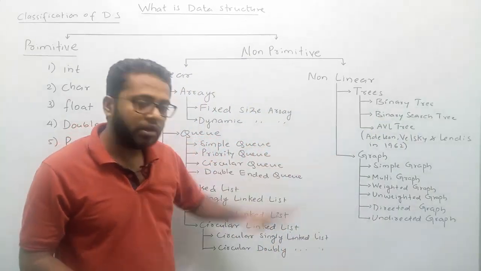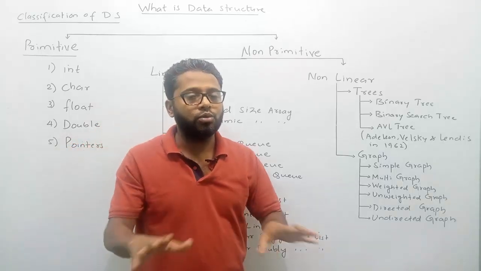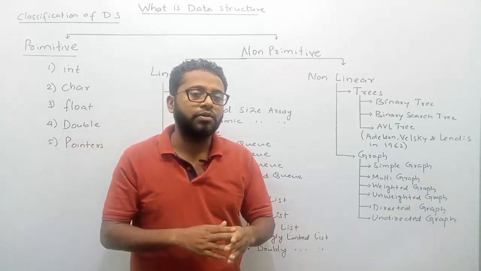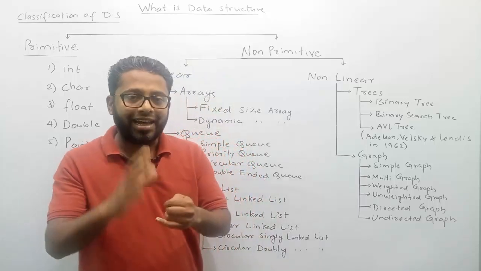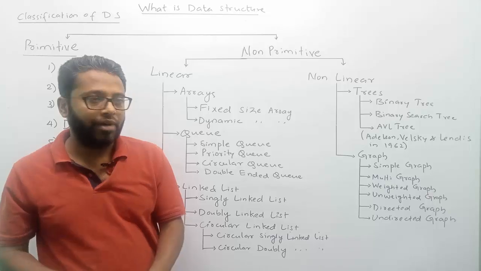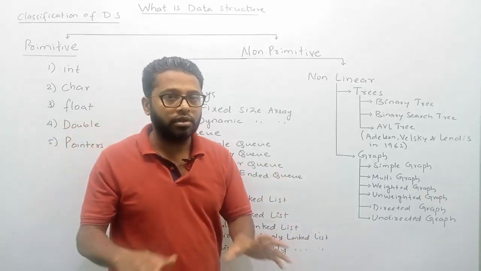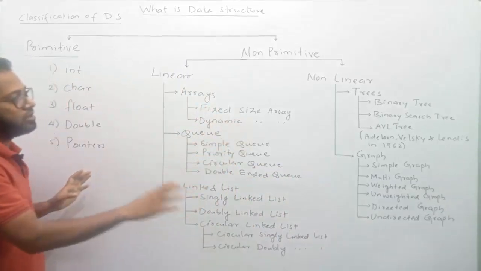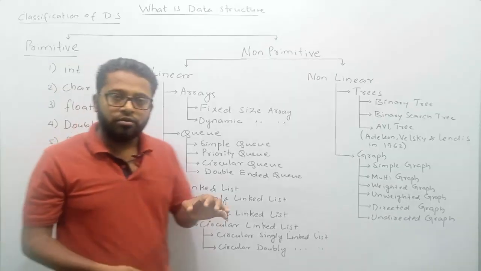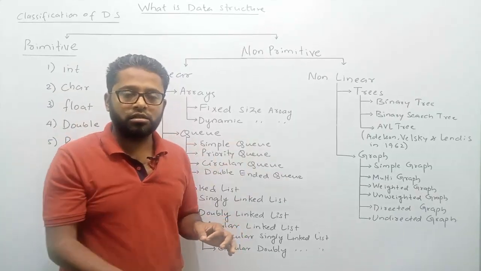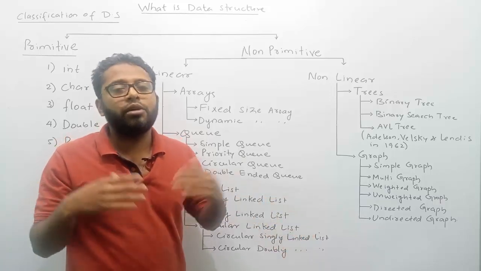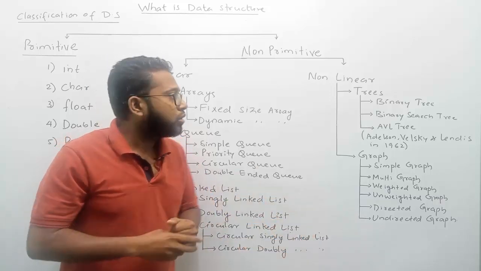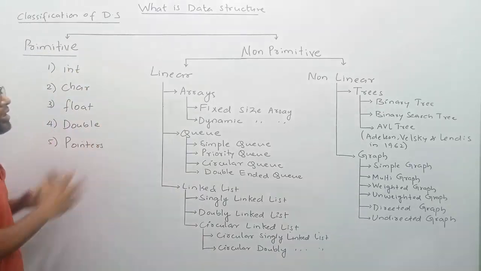And then we have graph. Graph is also divided into various types: simple graph, multi-graph, weighted graph, unweighted graph, directed graph and undirected graph. And then lastly we have hash tables. So these are the various types of data structures. We use these data structures in programming on different occasions as per your requirements. So this is everything about data structure.